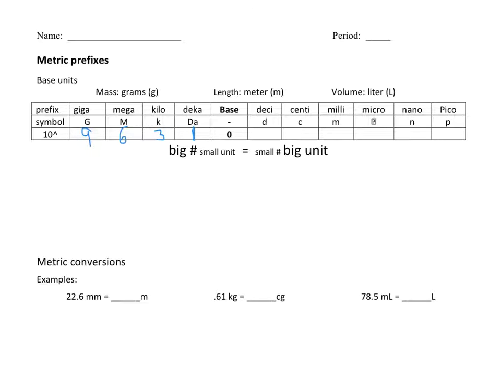All right, going the other way, so going the smaller way, we have deci. So deci is 10 to the negative first, so a tenth. So a decimeter is a tenth of a meter.